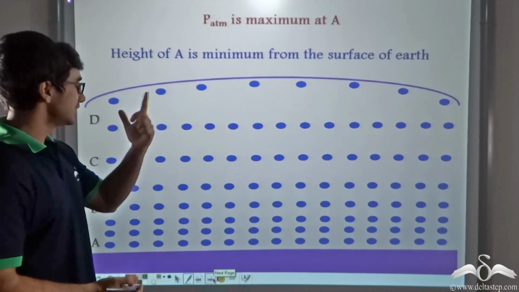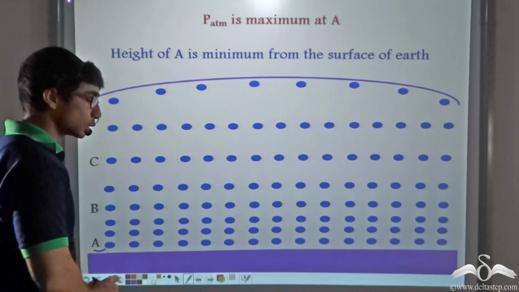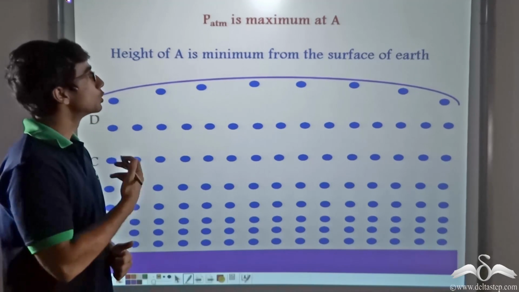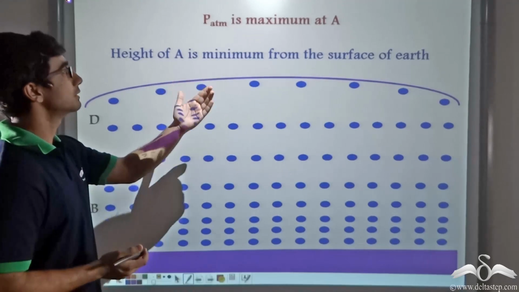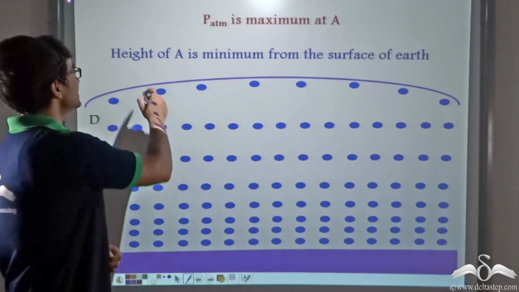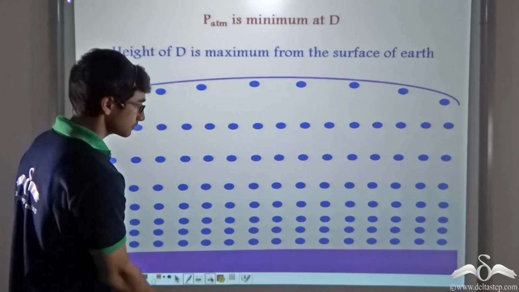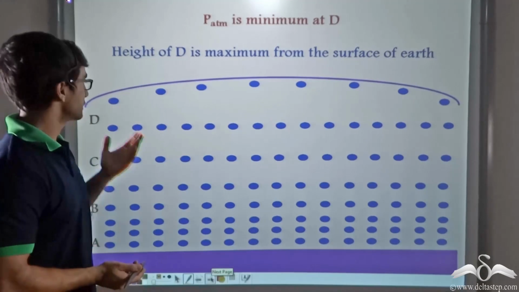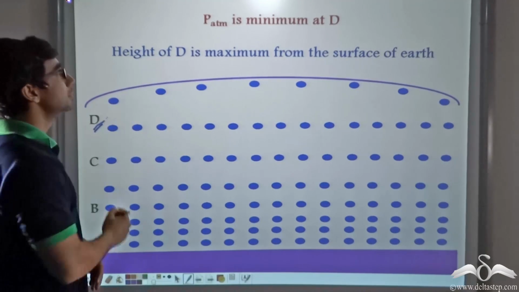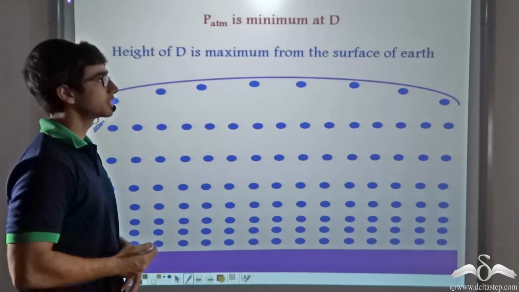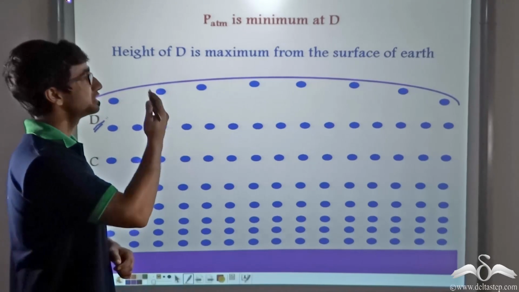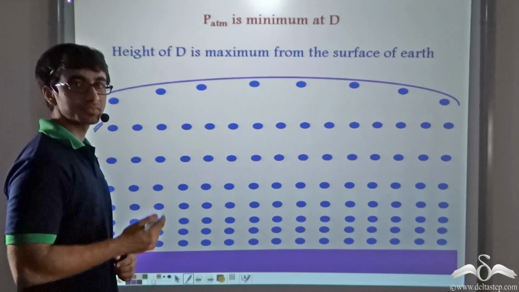So thus, since region A is closest to the surface of the earth, we can say that the atmospheric pressure will be maximum at A, because the height of A is minimum from the surface of the earth. In a similar manner, atmospheric pressure will be minimum at D. Why? Because the height of D is maximum from the surface of the earth.